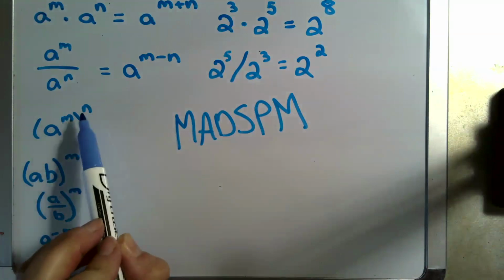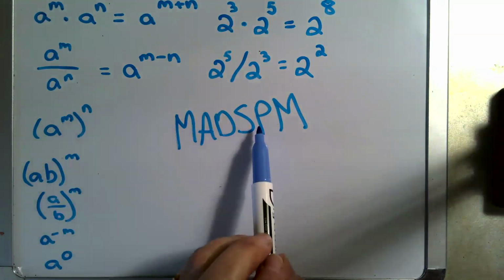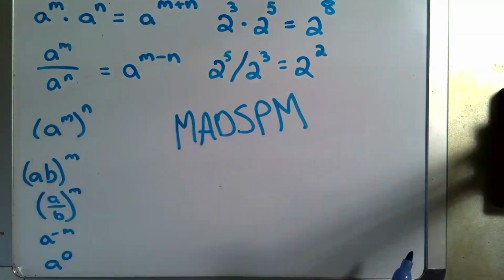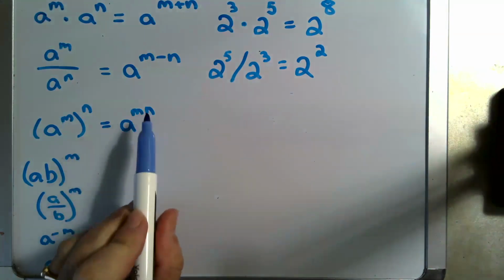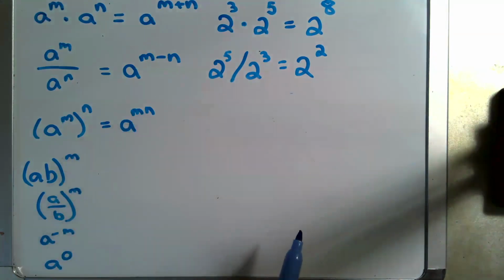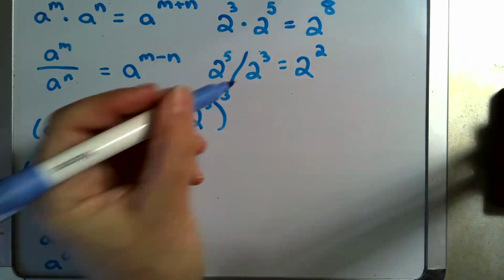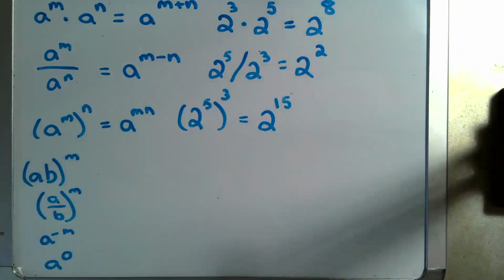Okay, right here. A to the M to the N. When you are raising to a power, you multiply your exponents. So that becomes A to the M times N. And for example, 2 to the 5th raised to the 3rd becomes 2 to the 15th. Okay, a couple of properties.